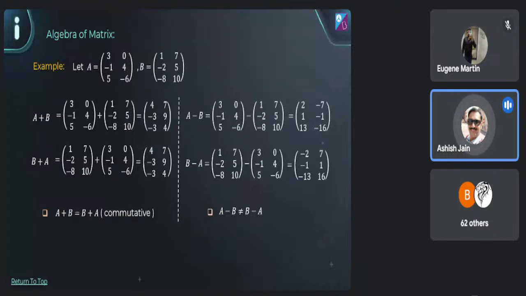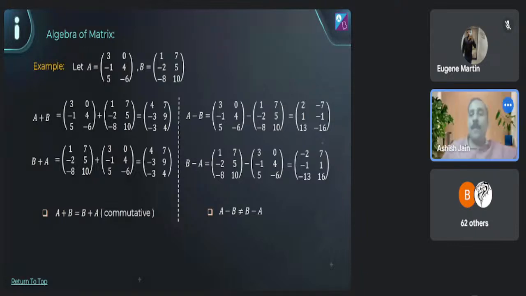Similarly, we find the value of B minus A. First, you write the elements of B, put a minus sign, you write the elements of A, and solve the corresponding elements. So first row, first column element of B minus first row, first column element of A, 1 minus 3, the answer is minus 2. 7 minus 0, the answer is 7. Minus 2 minus of minus 1, so the answer is minus 1. 5 minus of 4, the answer is 1.